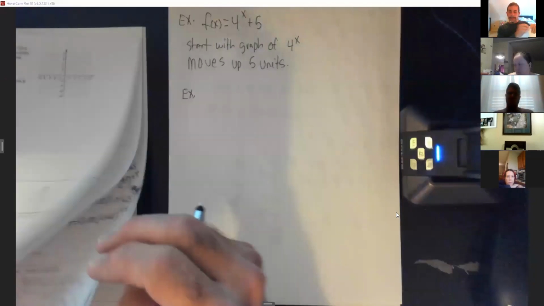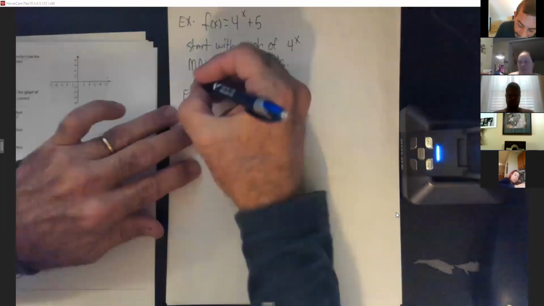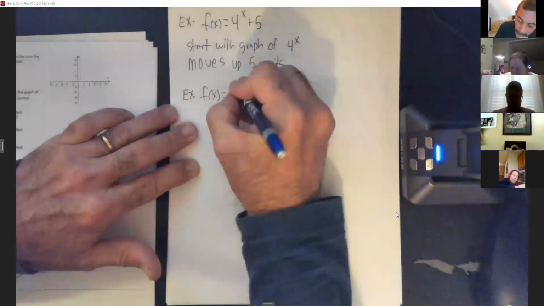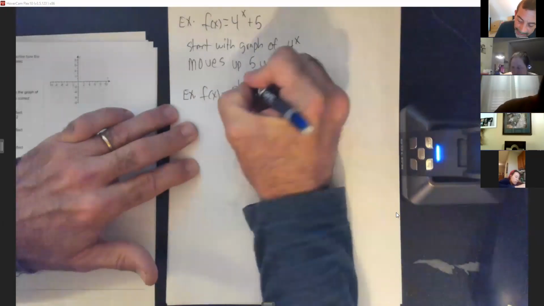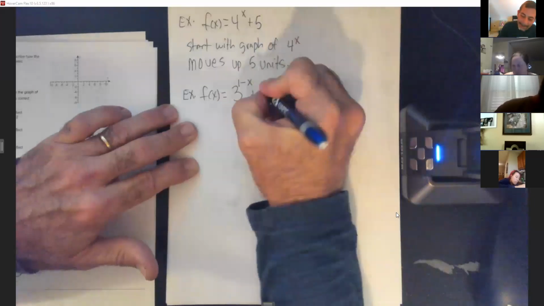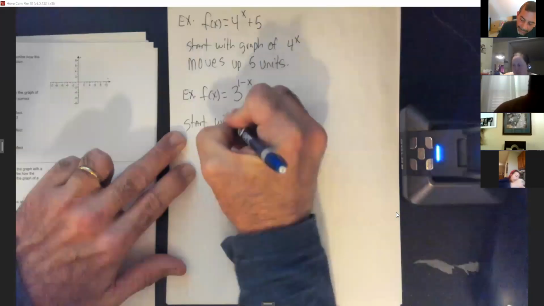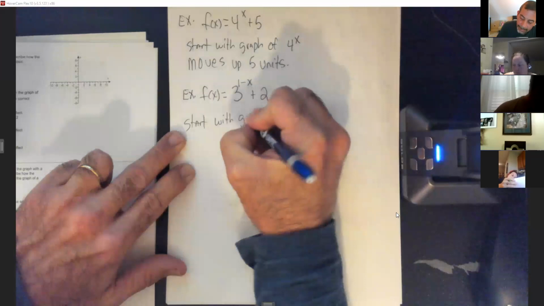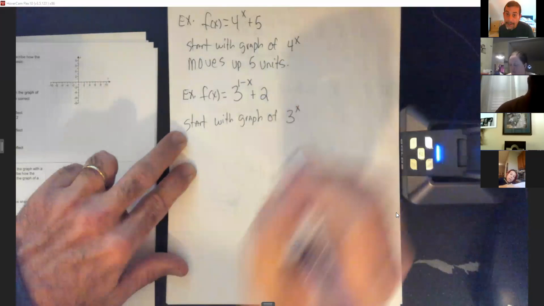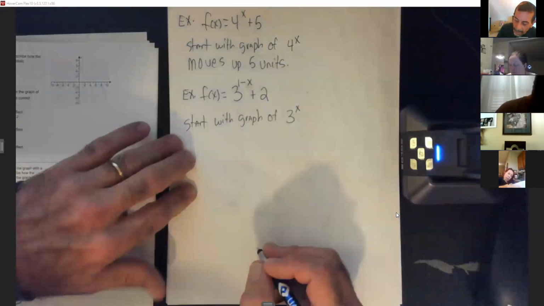All right, let's see what y'all do with this next move. Oh yeah, here's my tricky one. f of x equals 3 to the 1 minus x plus 2. So I'm going to start with the graph of 3 to the x. I will tell y'all I got it's going to move down and it's reflected across the y-axis.